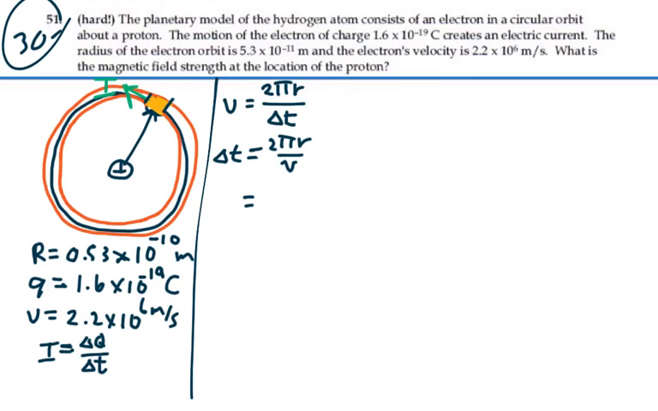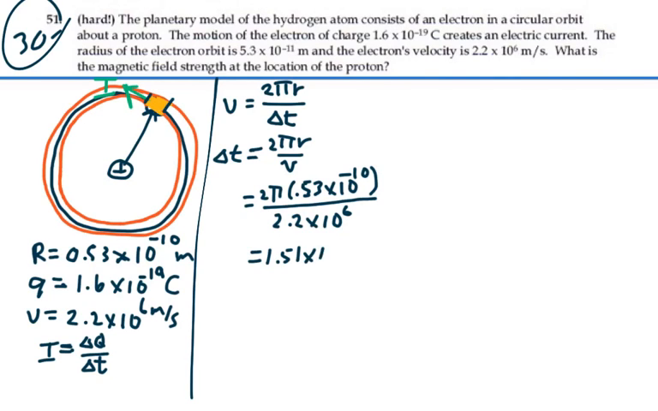So in this case, that's going to be 2 pi times 0.53 times 10 to the minus 10 divided by 2.2 times 10 to the 6. And that's equal to 1.51 times 10 to the minus 16 seconds.